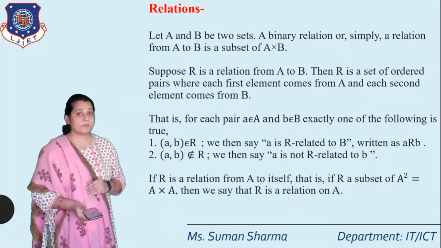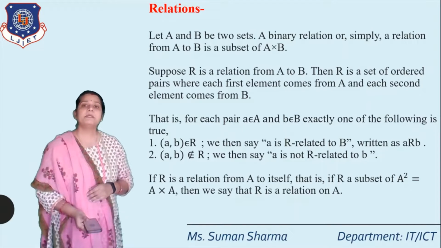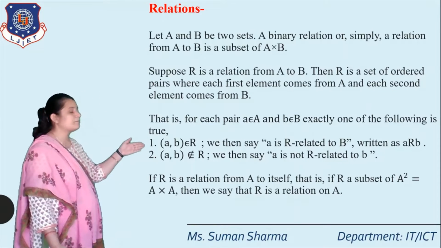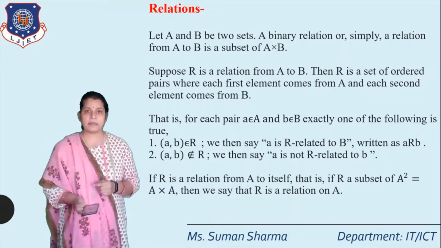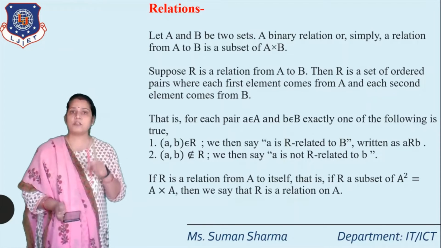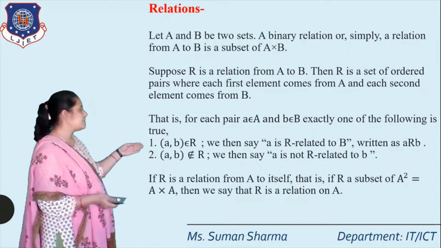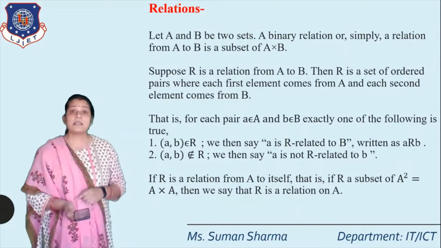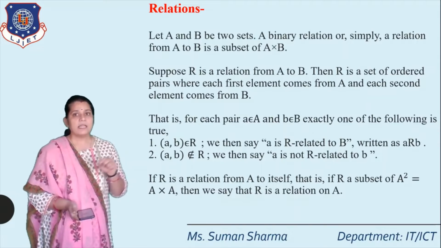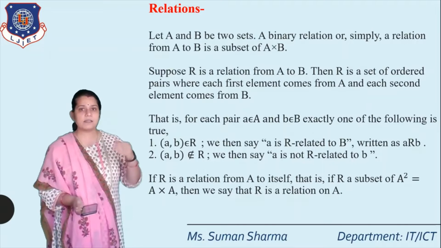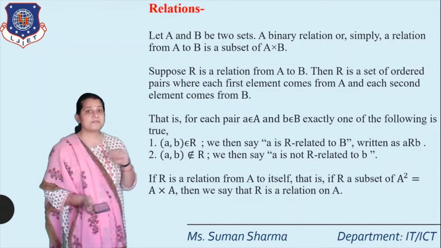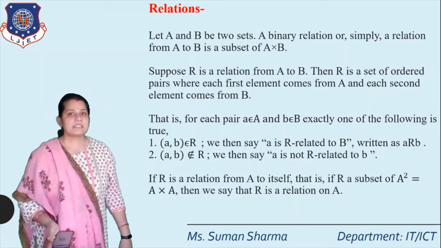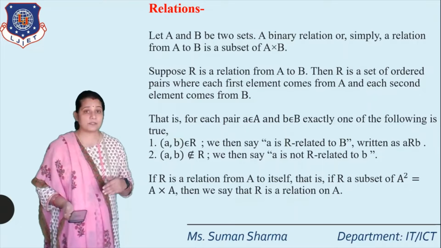That is, for each pair a belongs to A and b belongs to B, exactly one of the following is true. For example, we write small a belongs to capital A and small b belongs to capital B, because we write the ordered pair. So if (a, b) belongs to R, we then say a is related to b, and we write a R b. Second one is if (a, b) does not belong to R, that means we then say a is not related to b.